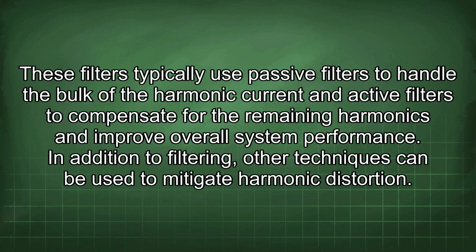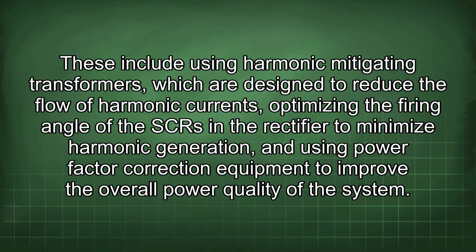In addition to filtering, other techniques can be used to mitigate harmonic distortion. These include using harmonic mitigating transformers, which are designed to reduce the flow of harmonic currents, optimizing the firing angle of the SCR in the rectifier to minimize harmonic generation, and using power factor correction equipment to improve the overall power quality of the system.